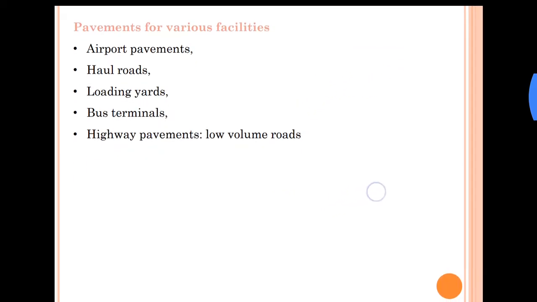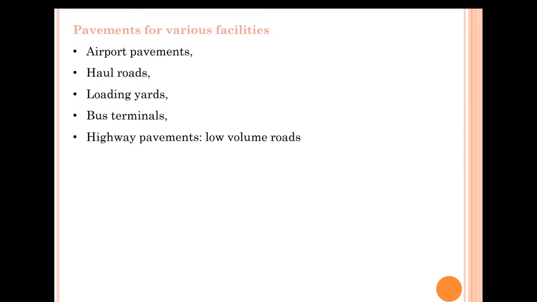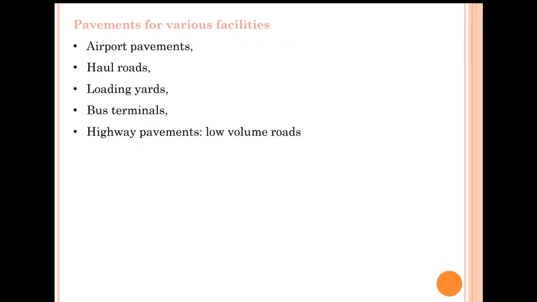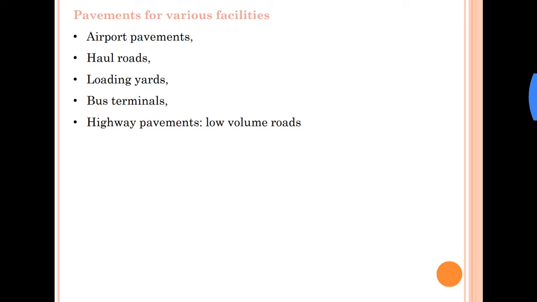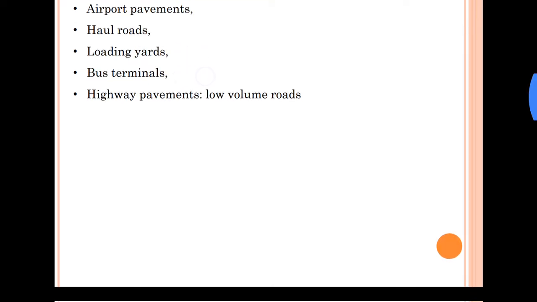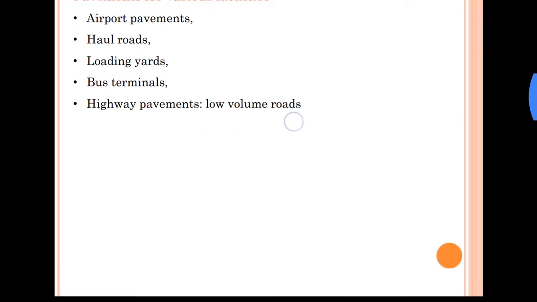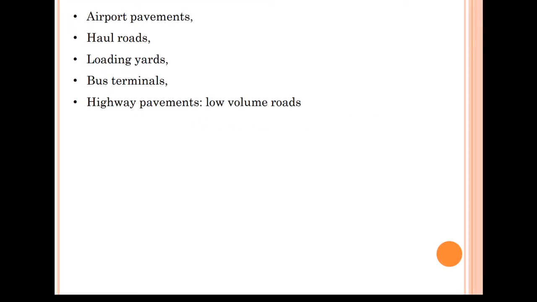Now pavements for various facilities. We have different types of pavements that we provide for different facilities. For example, we have airport pavements, we have haul roads or haulage roads, we have loading yards, bus terminals, highway pavements which carry low volume roads or which carry low volume traffic. Okay.